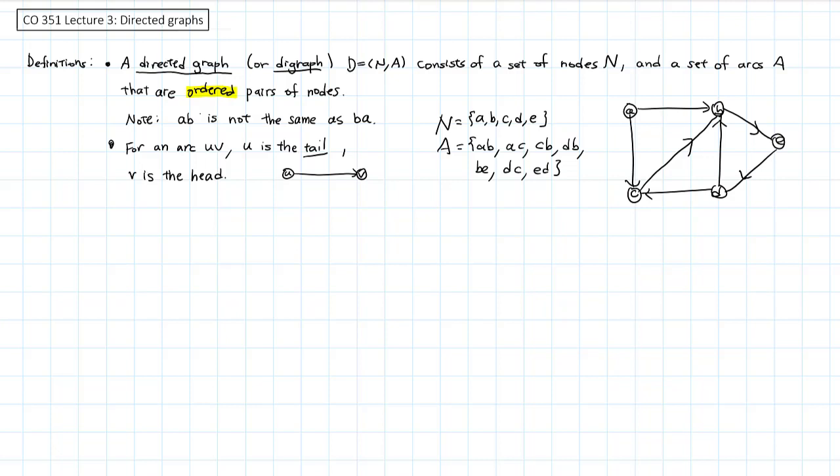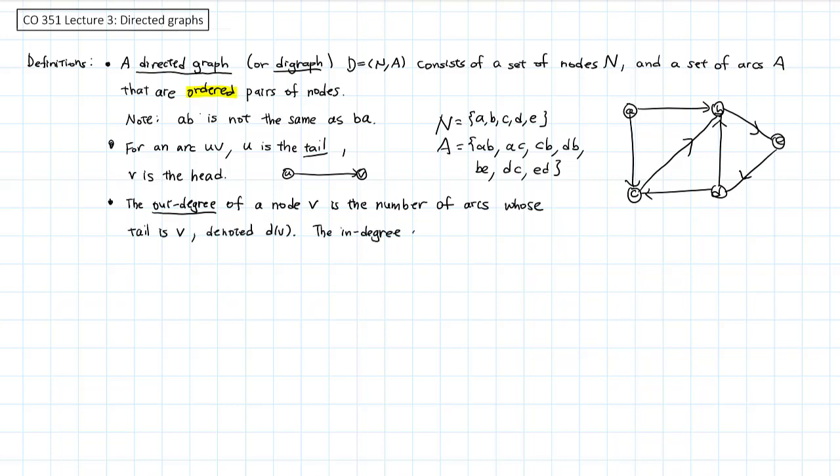Now in graphs, we have the degree of a vertex. In digraphs, we have two types of degrees for a node. The out degree of V is the number of arcs whose tail is V, which is denoted by d(V). The in degree of V is the number of arcs whose head is V, and this is denoted by d(V bar). In this example, we see that the node B has exactly one arc coming out of it, that is the arc BE, so the out degree is 1. There are 3 arcs that go into B: AB, CB, and DB, so the in degree is 3.